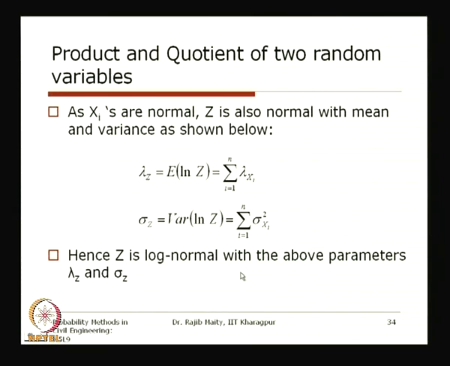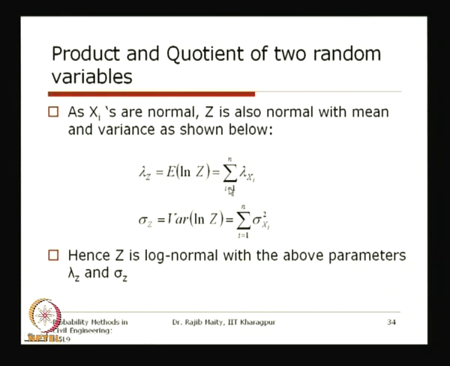If we take that product, then as these xi's are normal, this z will also be normal with the mean and variance as shown below. This is if they are normal, because we have taken the log. Once you take the log of the log normal distribution, it becomes normal, that we have discussed earlier.